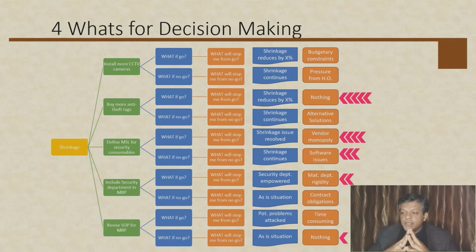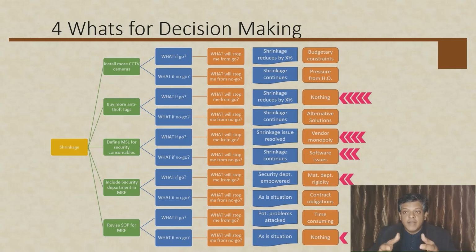Going ahead, the next option is about including the security department in the material requirements planning. Now, what if you go ahead with this option? Probably the security department will be more empowered and feel inclusive, and be more proactive in your operations. What can probably stop you from doing this? The materials department might be quite rigid for some unforeseen, unknown reasons. And what if you choose not to go ahead with this option? The situation will be status quo. And what could stop you from not going ahead is certain contractual obligations.